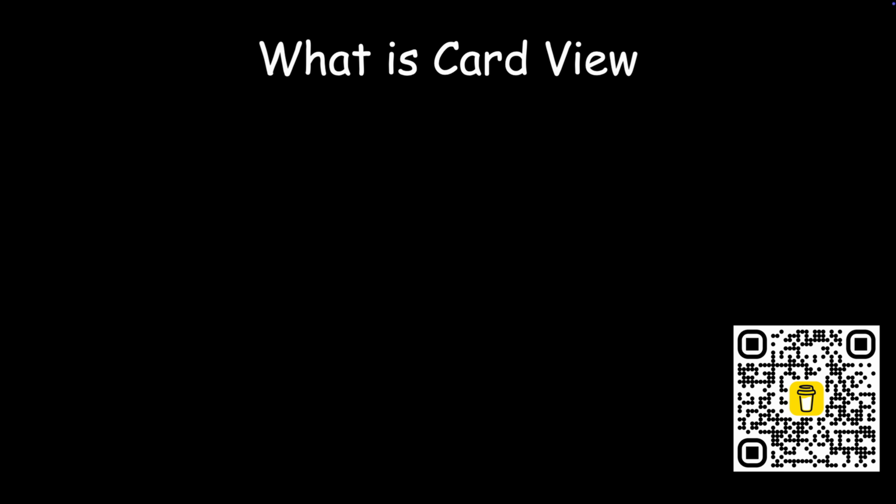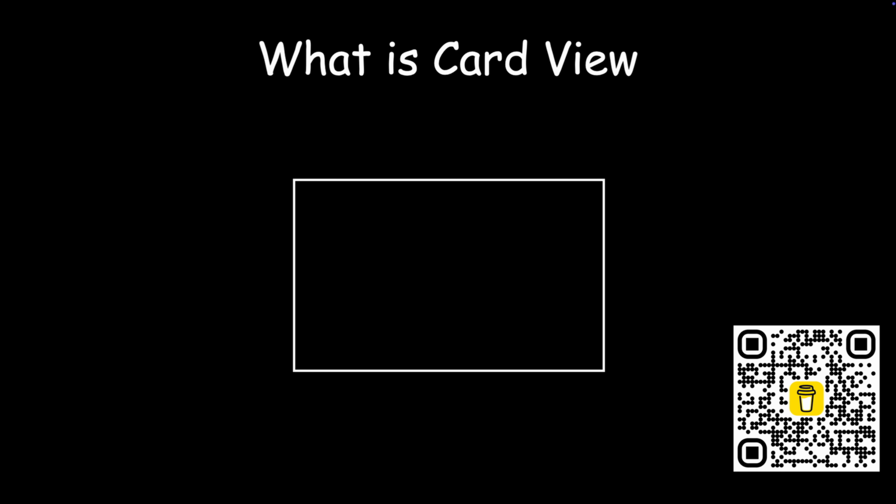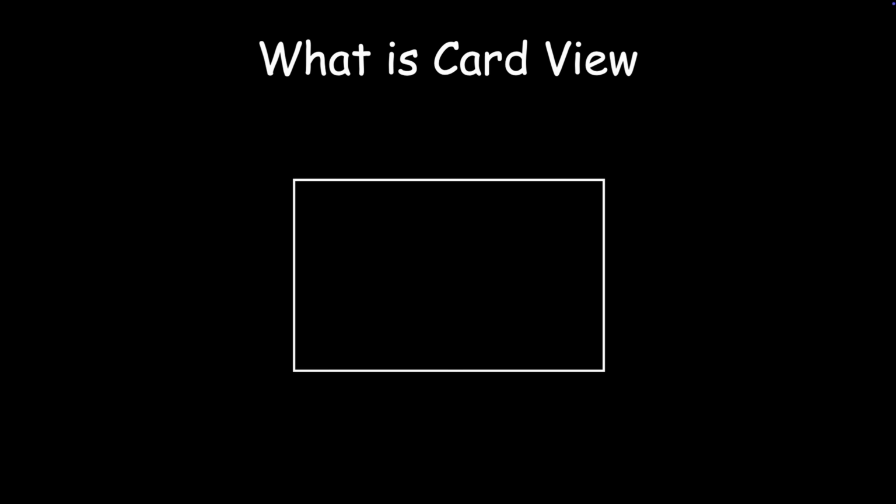What exactly is a CardView? A CardView is basically a simple container, just like a LinearLayout or ConstraintLayout, but it comes with some powerful visual features already built in. It supports rounded corners, shadows, elevations, and smooth clipping of content. Instead of manually designing borders and shadows, CardView gives us a professional look with minimal effort.